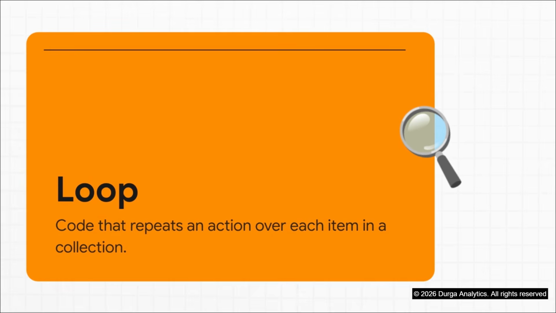Tool number 3 is the loop. The loop is your engine for iteration. It basically tells Python, hey, do this exact calculation for every single item in this list. So rather than manually writing out a daily change calculation for, say, 365 days of forward gas prices, a single loop just dynamically runs through each day completely automatically. It's a massive time saver.